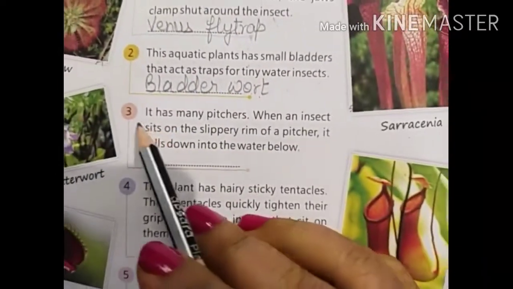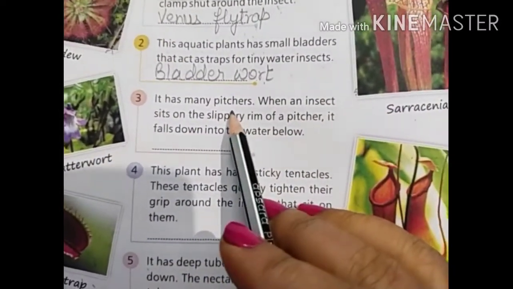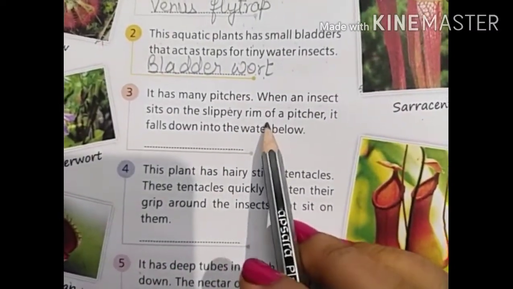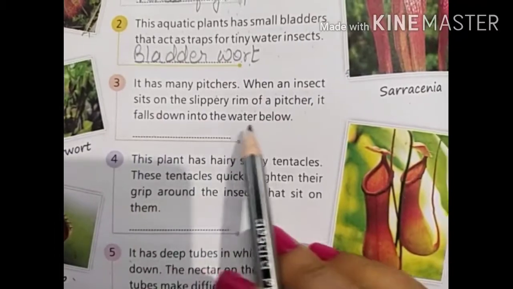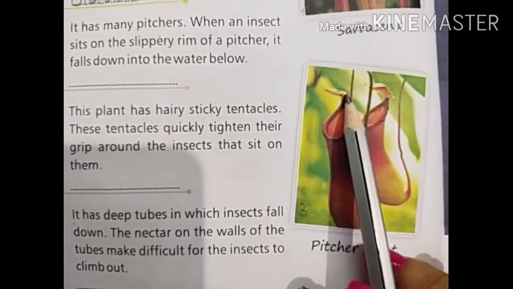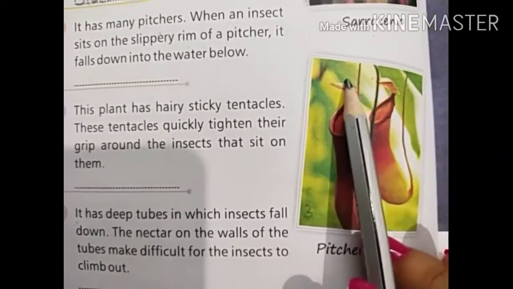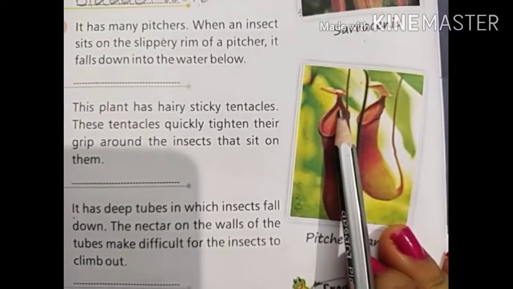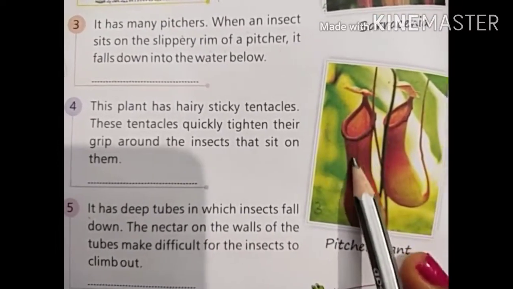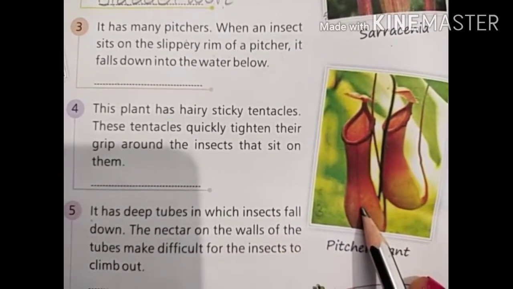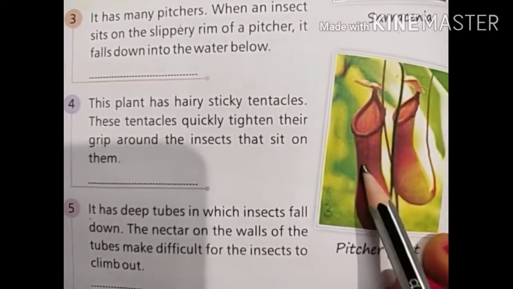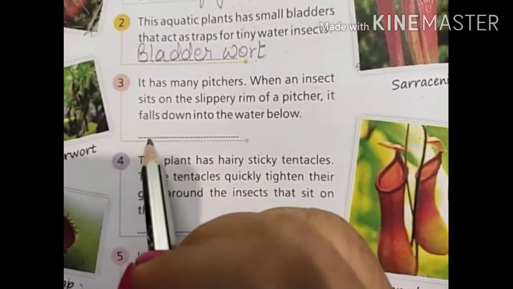Our next question, the third. It has many pictures. When an insect sits on the slippery surface or rim of the pitcher, it falls down into the water below. So you can see the pitcher. It is like a pitcher, and there is a lid also. As any insect sits here, it immediately slips because it is a very slippery surface. So it goes inside the pitcher, and here the digestive juices become active, and they digest the insect which is inside this pitcher. Okay, so this is the answer to number three.